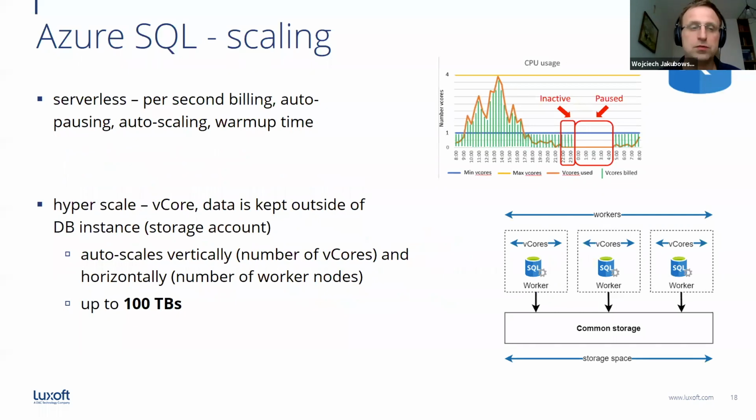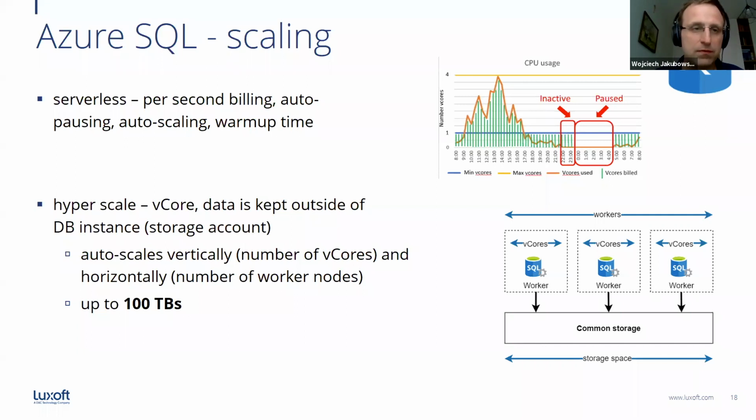There are also two others. One is called Serverless, where you pay for the actual usage per second, and it's automatically paused when there is no load on a database. But there is a significant warm-up time when it comes back online, and it can scale up or down automatically.